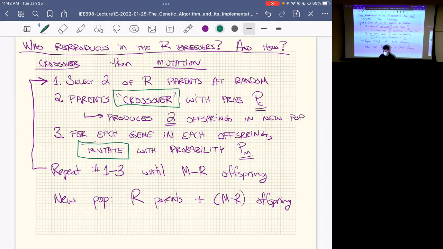Was there a question? Yeah, so for number 1, selecting the parents, is that the proportionate selection, ranking selection, all that? Or we just went over it? No, those three selections are what creates the R parents. And once we have them, this is an additional selection on top of that.